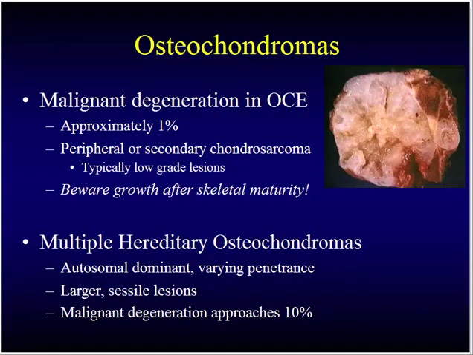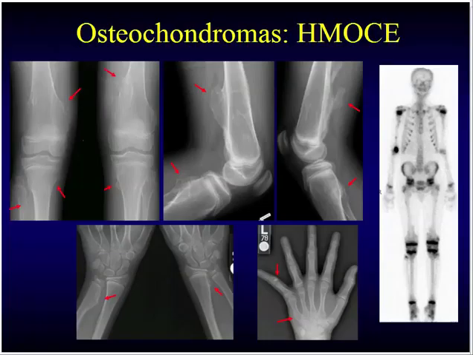And they can undergo malignant degeneration, about 1% in primary OCEs. If people have what's called multiple hereditary osteochondromas, MHOCEs, there's a higher risk of malignant degeneration. So watch out. If they're growing after skeletal maturity, you've got to watch out. They can develop a secondary chondrosarcoma. And here's MHOCE. You get the same OCEs, but they're all over the place, all over the bones. This is one child here with different spots that are kind of warm on bone scan.